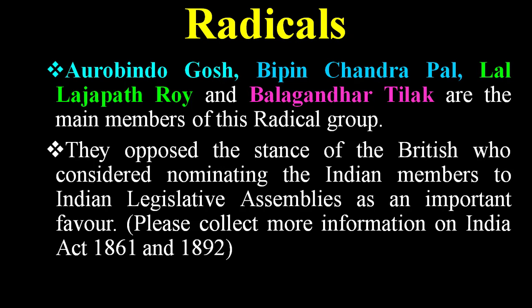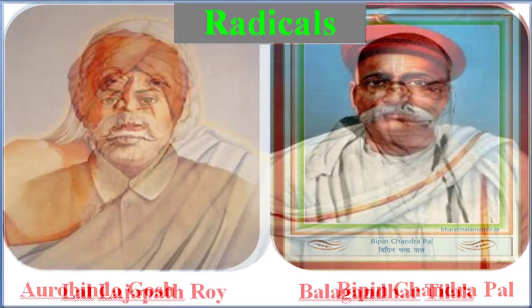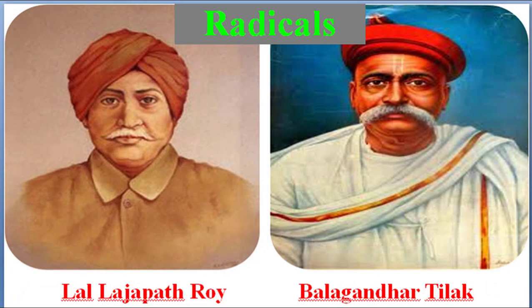As an important task, please collect information about the Acts of 1861 and 1892. Nominating Indian members to the Legislative Assemblies was presented as an important favour, and that was opposed by the radicals. Even in that situation, an important incident happened. Before that, here are some images of the radicals: Aurobindo Ghosh, Bipin Chandra Pal, Lala Lajpat Rai and Bal Gangadhar Tilak.